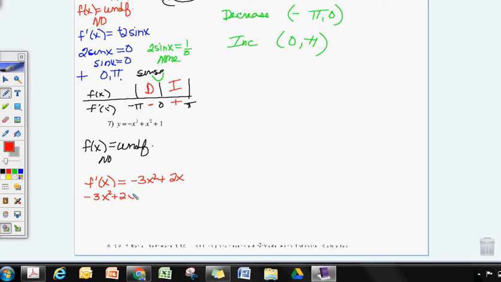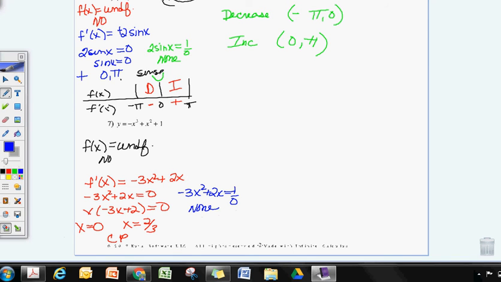I see that there is an x that I can factor out, and I'm left with -3x plus 2 equals 0. And I see x would equal 0. That's 1 CP. And x would equal +2/3. Those would be my critical points. I also need to take that -3x squared plus 2x and set it equal to undefined. And it wipes everything out, so I get none.